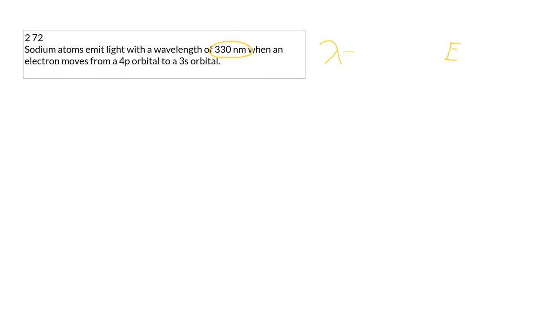You're going to go from wavelength to frequency using the speed of light equation. Then you're going to go from frequency to energy using Planck's equation. So it's kind of the same song and dance we've been doing all along. So let's go ahead and get the dance started. Solve for frequency.